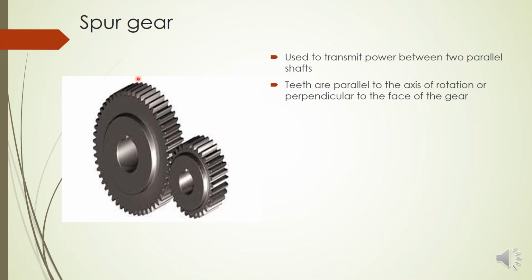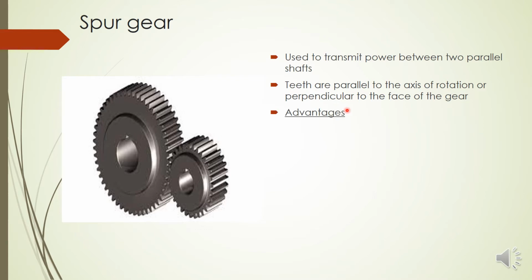Another peculiarity is that their teeth are straight, and the teeth are also parallel to the axis of the shaft. Here this is one tooth of this spur gear. It is parallel to the axis of the shaft, or we can say it is perpendicular to the face of the gear. This is the face of the gear. So the teeth are perpendicular to this face and parallel to the axis of the shaft.